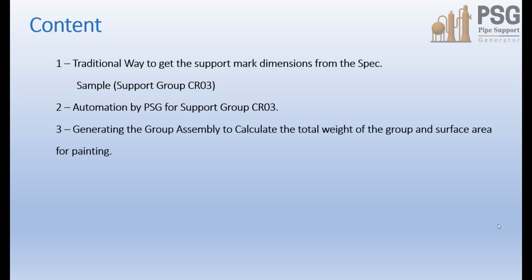In the third part in this session, we will discuss how to generate an assembly for all of the group to calculate the total weight of the fabricated material from this group and calculate the total surface area if we would like to calculate that or use that number for the painting.